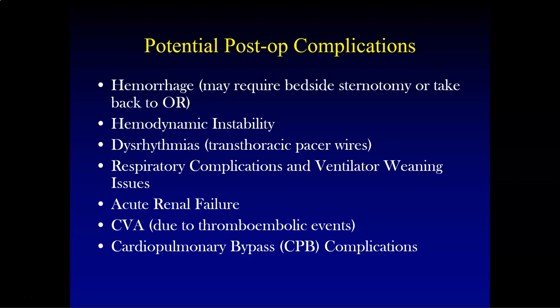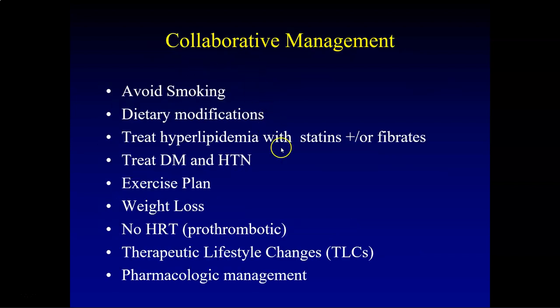You want to get them on the incentive spirometer 6 to 8, 10 times an hour to prevent buildup of any infiltrates in the lower portions of the lung. You want to get them started on it as early as possible. Now, you just had your chest cut open. You think your patient's going to want to do that? No, they won't. Acute renal failure? Absolutely. Okay, and then CVA due to thrombolytic events. Like any procedure, especially on bypass, any cardiac procedure, even stenting, CVA is a direct risk. Cardiopulmonary bypass complications, getting them back off the bypass can be challenging, but normally not for us in the ICU.